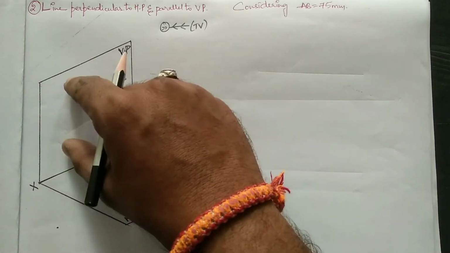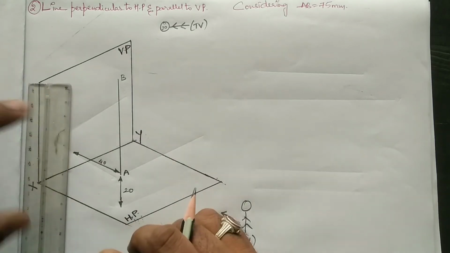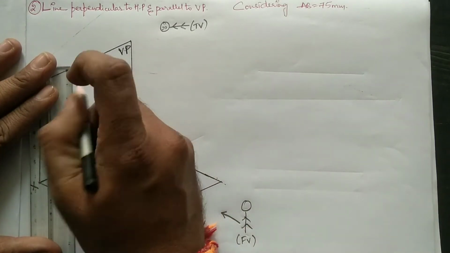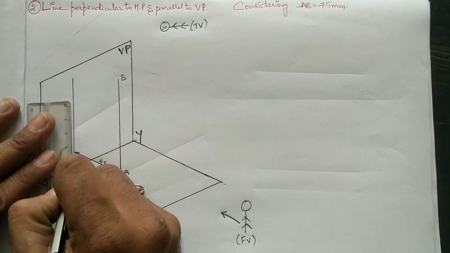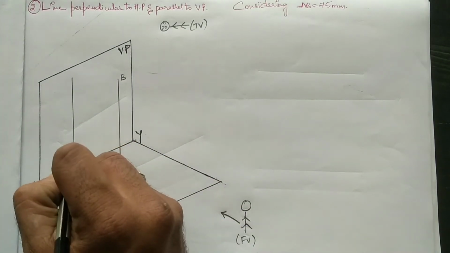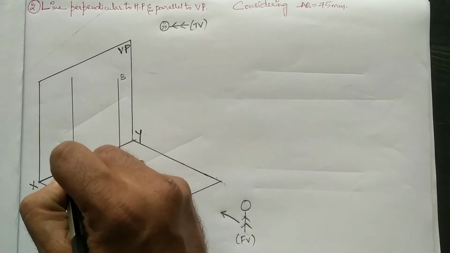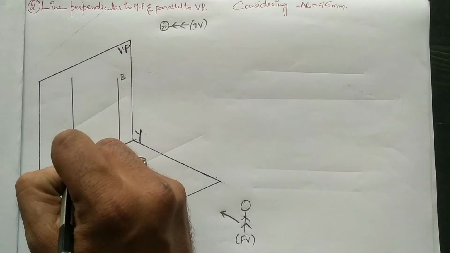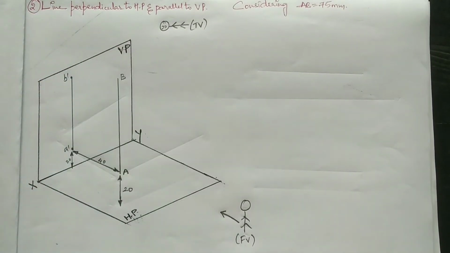the true length of the line is projected on the vertical plane. So it is drawn on the vertical plane, at a height of 20 mm from the reference line. Marking this point as A dash and this point as B dash.